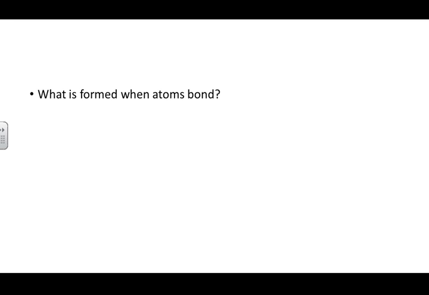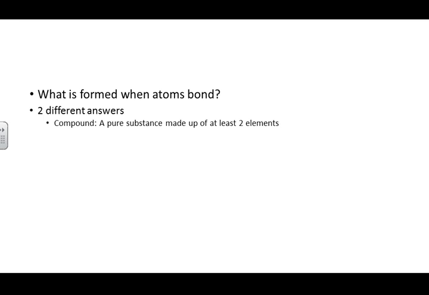So what is formed when atoms bond? There are two different levels of answers to that question. One is that we would form a compound, which we classified matter before, so we know that a compound is a pure substance made of at least two elements. We could also say, however, that a molecule is formed. A molecule is a group of at least two atoms, and they may even be of the same element, such as oxygen forming O2 or hydrogen forming H2.